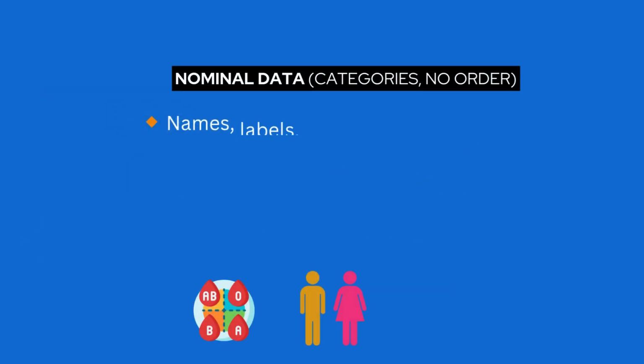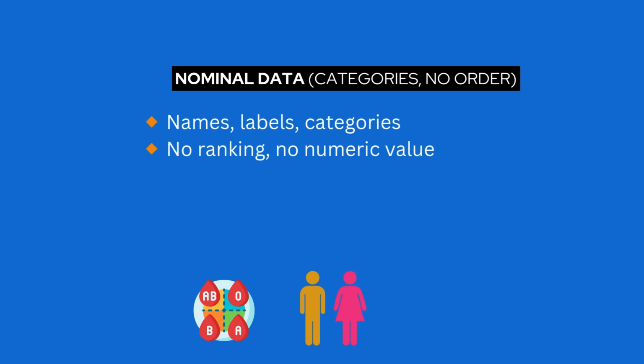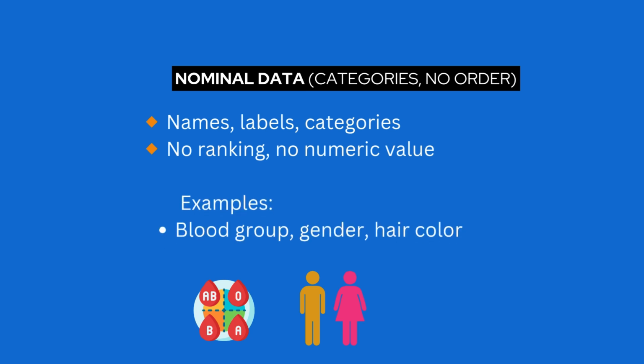First up is the nominal data. Nominal data are just categories or labels. There is no order or ranking here. It is purely about naming or classifying. Think of blood types like A, B, AB, and O, or gender like male and female, or hair color. One is not greater than another. They are just different categories.